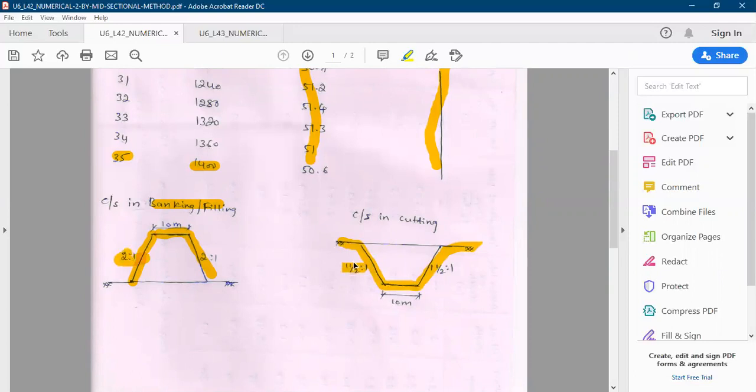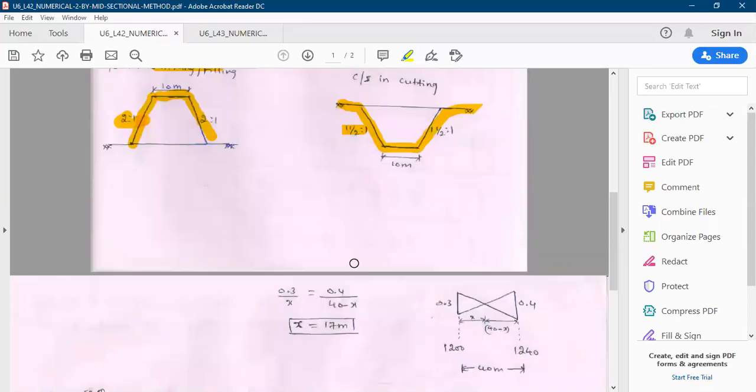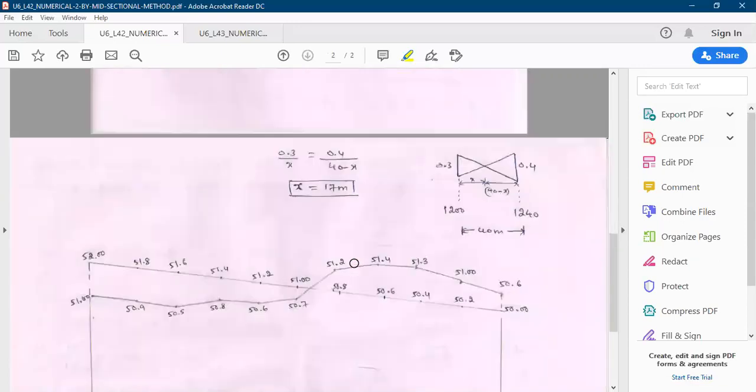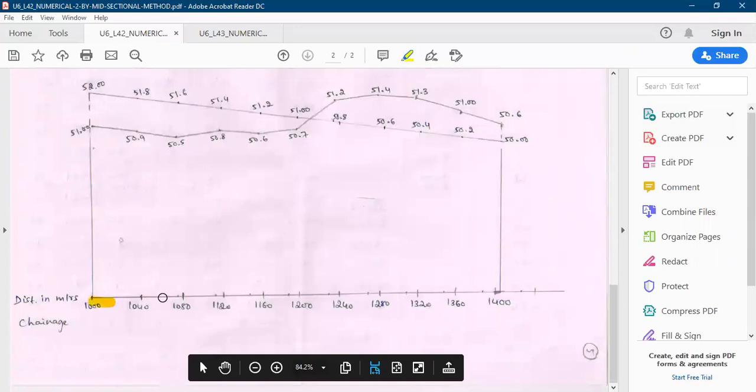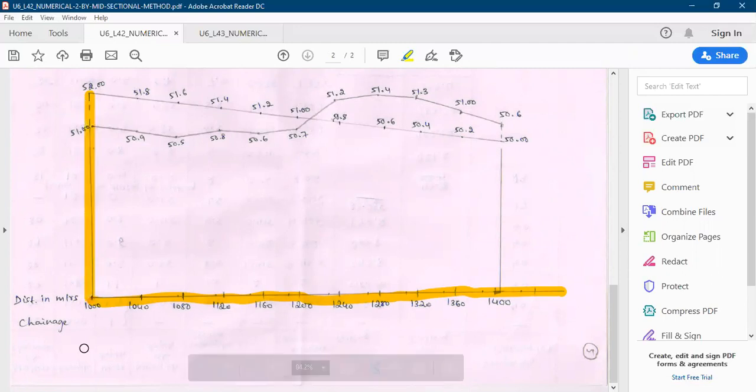Right, keeping this in mind, let us check what can be done in the longitudinal section. So this is the longitudinal section we can draw. Right, along x-axis we can draw the station points or chainage distances. Similarly, along y-axis we can mark all the RLs, RL of the ground points and RL of the formations. Right, so start with the first station.